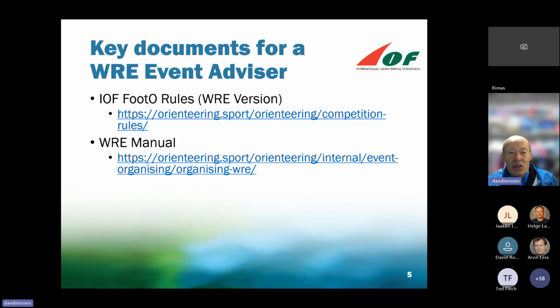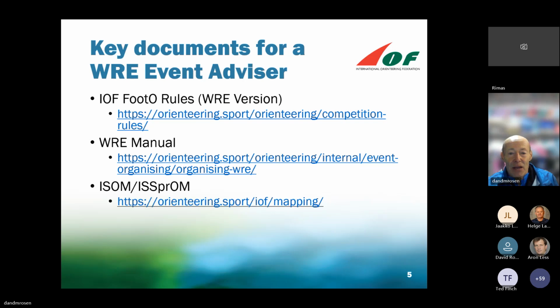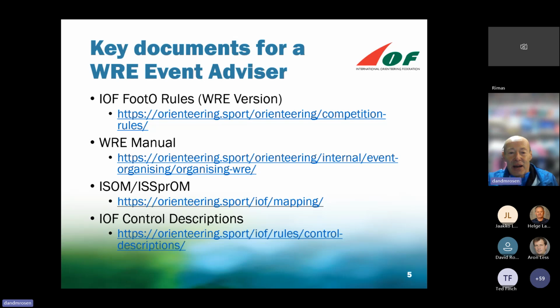Then, very importantly, there's the World Ranking Event Manual, which is the responsibility of David Roach, who you've just heard from, and he produced a new one for 2024. And that not only refers to the rules, but has lots of useful information and advice. Then there's the two mapping specifications, ISOM and ISSprOM. And finally, there's the IOF control descriptions. And that's a particular speciality of mine, as we'll see as we go on.